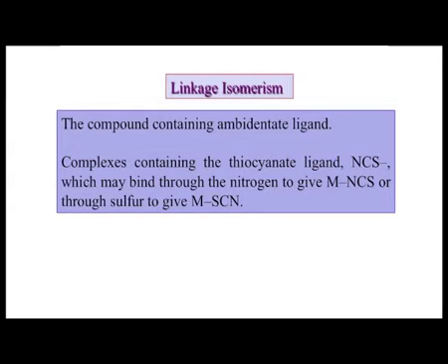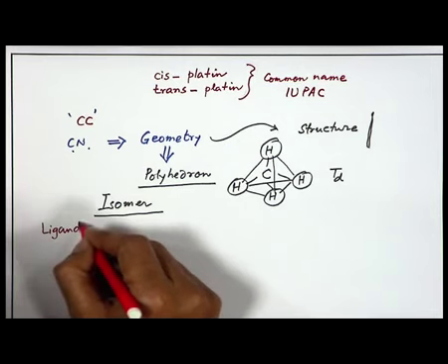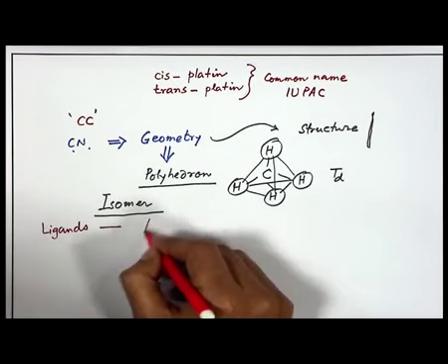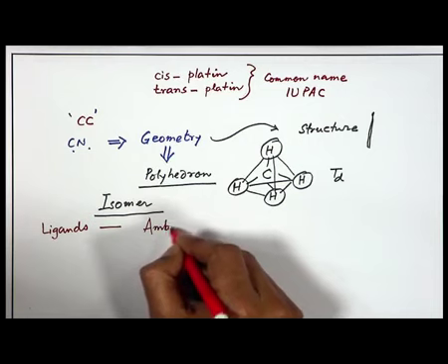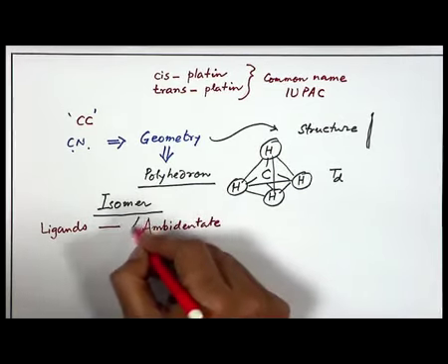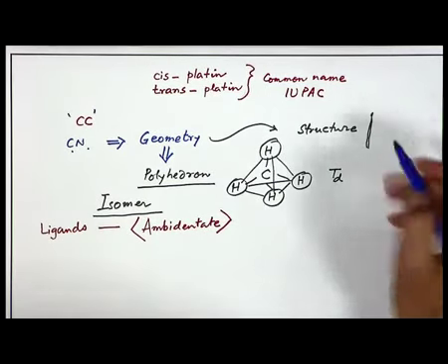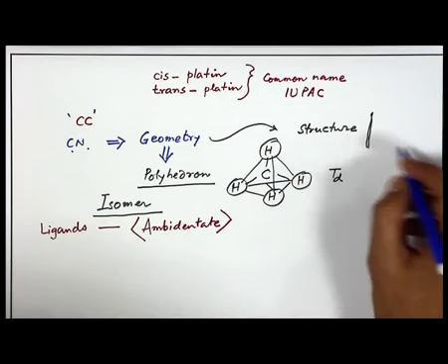So, for the other part, that means the structural isomerism, we first see linkage isomerism. Linkage isomerism is very simple to understand: the compound contains an ambidentate ligand. Side by side we have been talking about the ligands and classified the different types of ligands, and when we talk about this isomerism, we see what we call the ambidentate ligand.